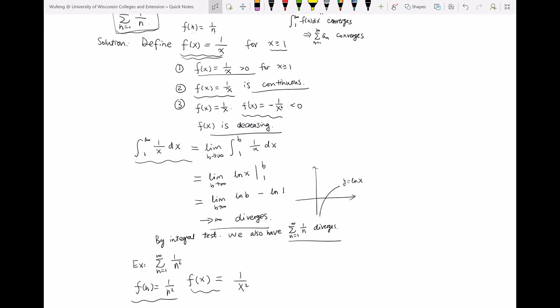First, you can draw a picture. This is an easy function to check for continuity, 1 over x squared. I'll explain to the whole class how to determine it's continuous. Since we're looking only at x bigger than or equal to 1, for a rational function you only have to look at the denominator. The function is discontinuous only where the denominator is zero: when x equals zero, it's undefined. Anywhere else is fine. So for x bigger than or equal to 1, it must be continuous.